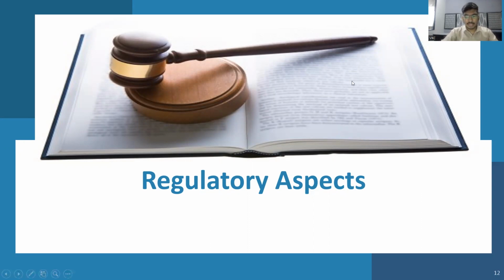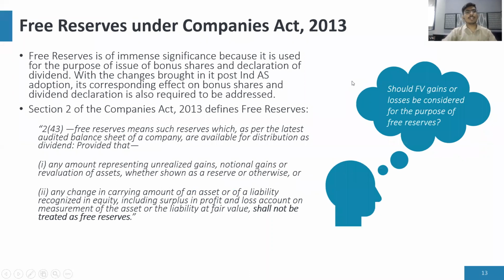So here, first we come to the free reserves definition under the Companies Act 2013. When we talk about the free reserves definition, it says that any changes in carrying amount of an asset or liability recognized in equity or in the surplus in the profit and loss account on measurement shall not be treated as free reserve. However, we have discussed that fair valuation gains under Ind AS arise because of a change in the carrying value of the asset itself. I took an example that a 10 rupees share became a 12 rupees share and there was a 2 rupees gain. So these are basically unrealized gains.